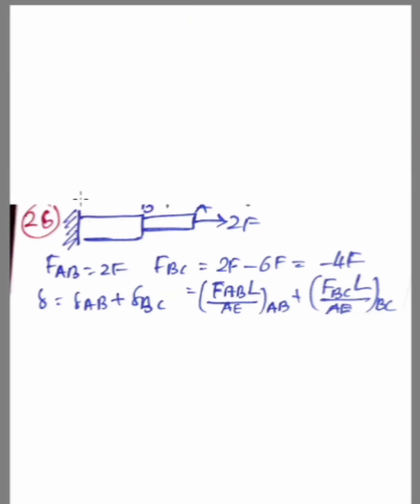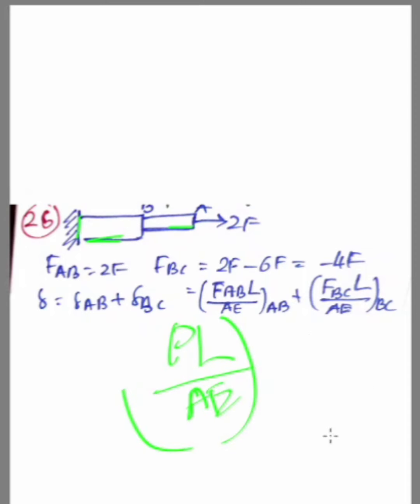Okay, if it is for the tapered bar, then the questions can be asked like this. The deflection of AB plus the deflection of BC, these two deflections you just add, is nothing but PL divided by AE of 1 plus PL divided by AE of 2.